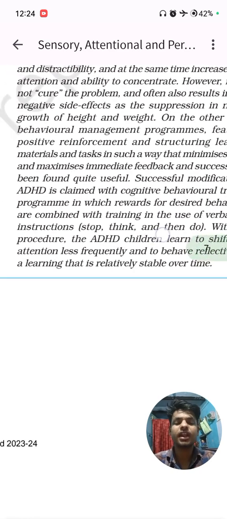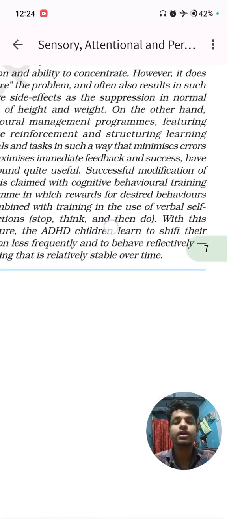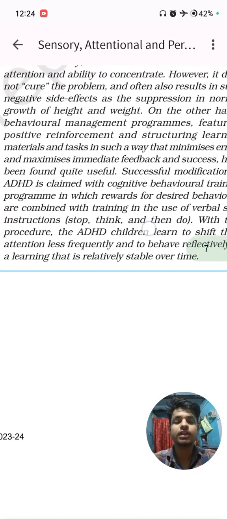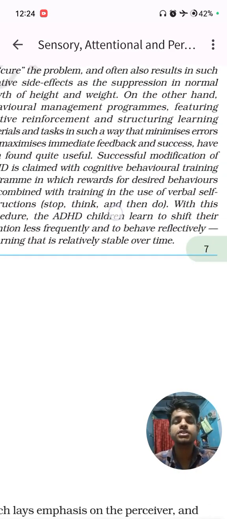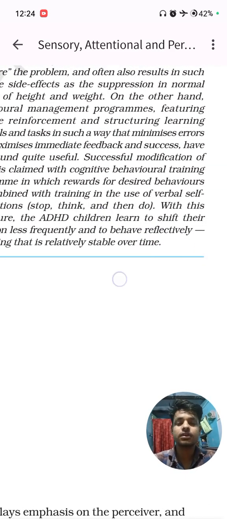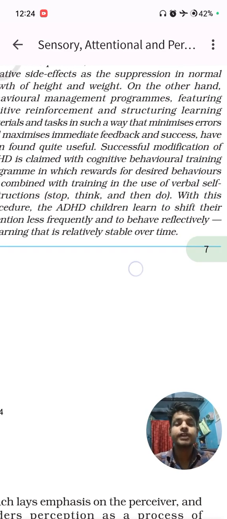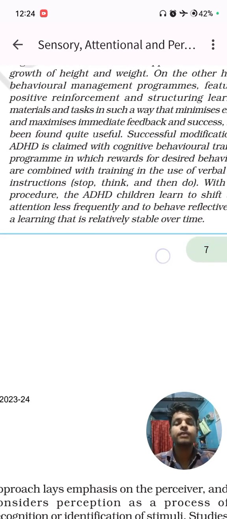On the other hand, behavioral management programs featuring positive reinforcement, and structuring learning material and tasks in such a way that they minimize distraction and maximize immediate feedback and success, have been found quite useful.